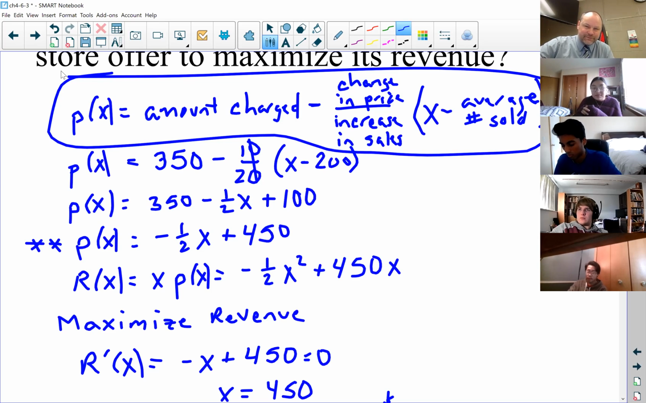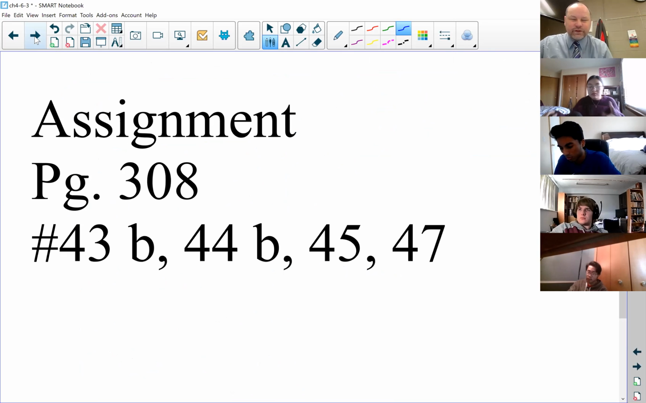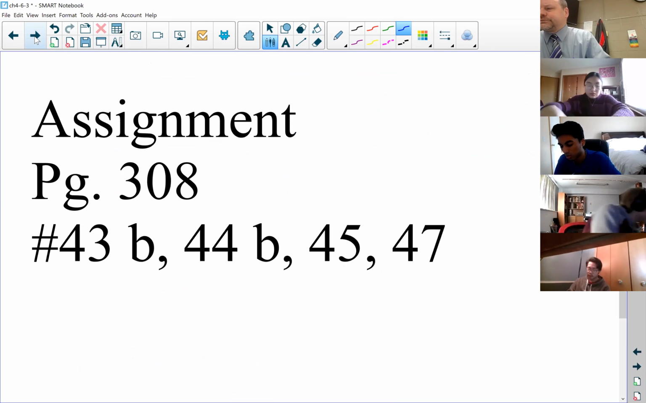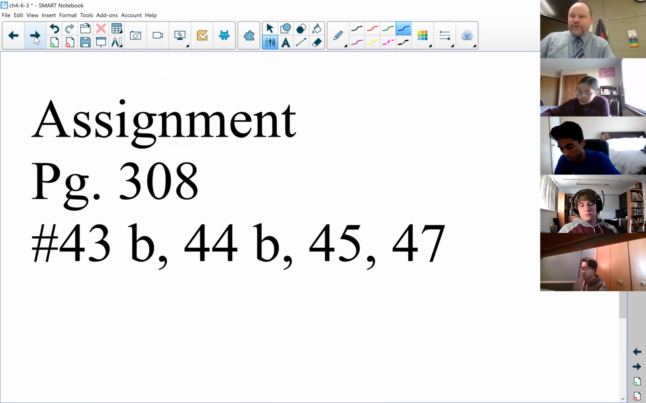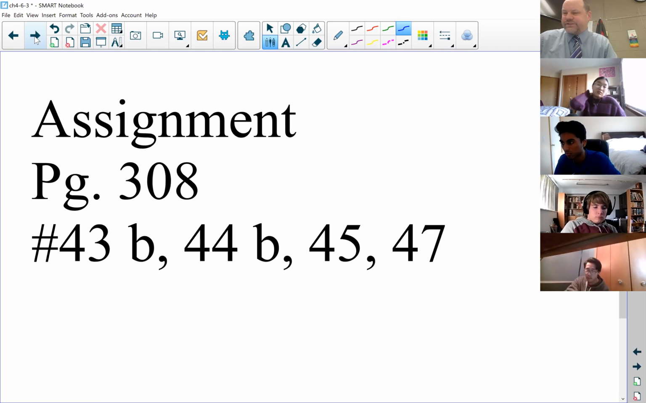All right. Speaking of homework, 43B, because we actually did 43A in part of the notes. 44B, because we already did part A as part of the notes. And then 45 and 47 will be like the last example that we did.